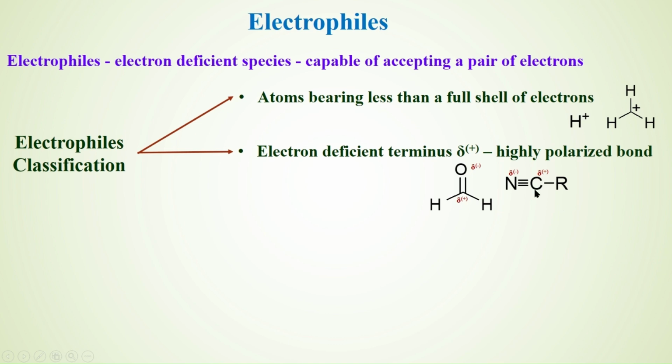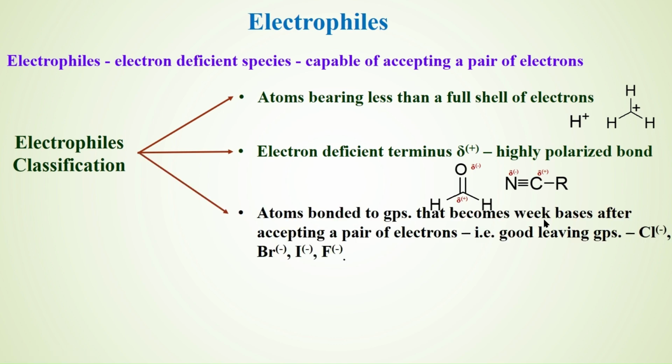Or C triple bond N. The carbon is bonded with nitrogen. Nitrogen is electronegative and it pulls the electrons towards itself. In the carbon and nitrogen bonding, the electrons are not equally shared. That's why nitrogen becomes the electron rich terminus and the carbon becomes the electron deficient terminus. The electron deficient terminus of a highly polarized molecule is an electrophile. The N minus, which has delta minus, the electron rich terminus of the polarized bond, is a nucleophile. Nucleophile and electrophile exist hand in hand.